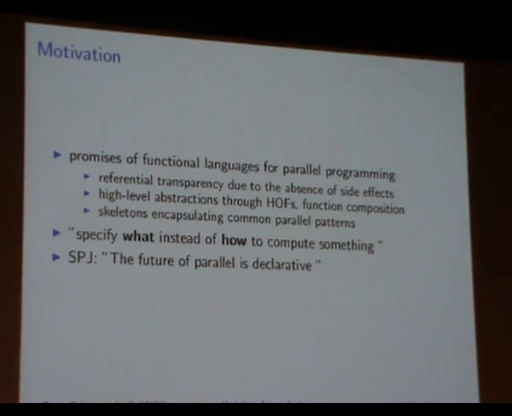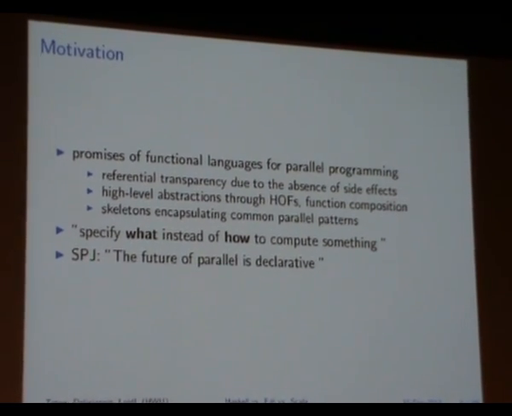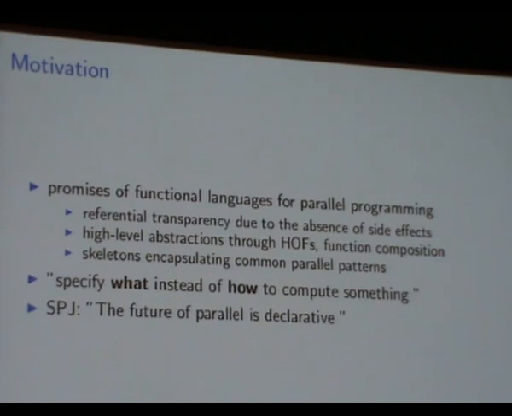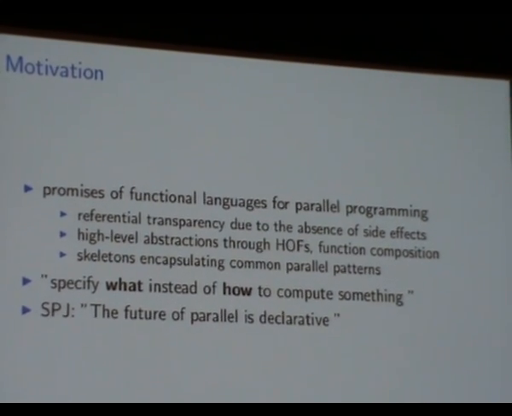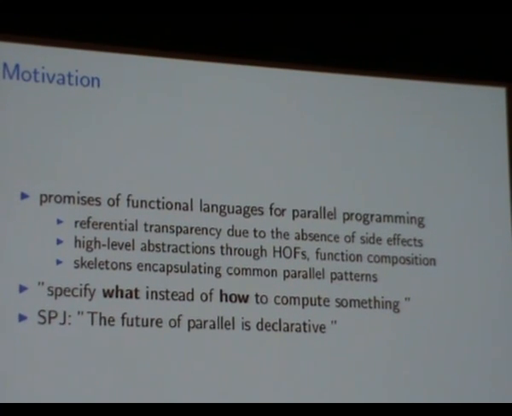Motivation. Functional languages hold a lot of promise for parallel programming, and as we all know, with properties such as referential transparency due to absence of side effects, this makes writing parallel programs easier in a functional language than in an imperative language, where we run into all sorts of problems such as race conditions. So functional programming usually encourages immutability, and it is easier to write parallel programs.